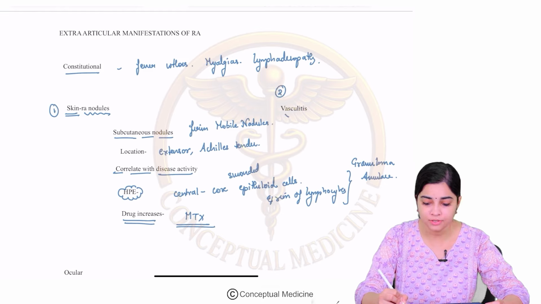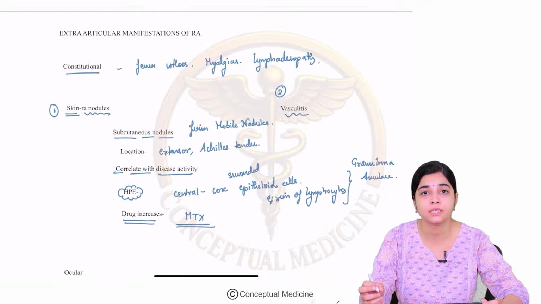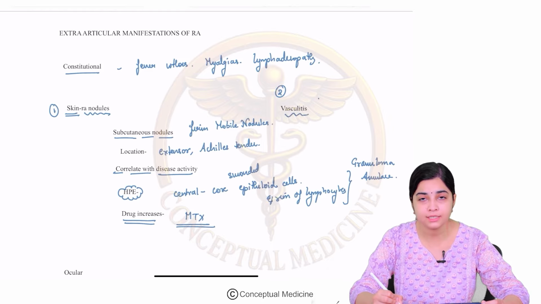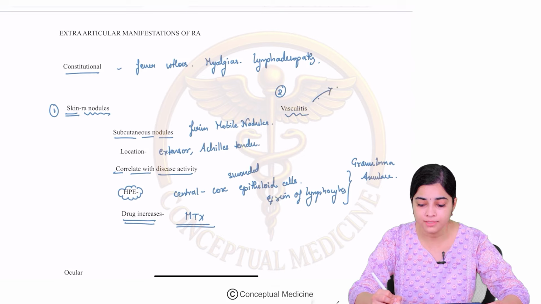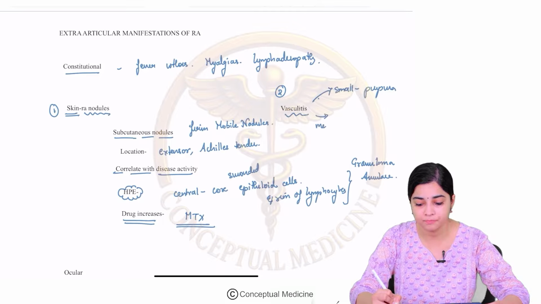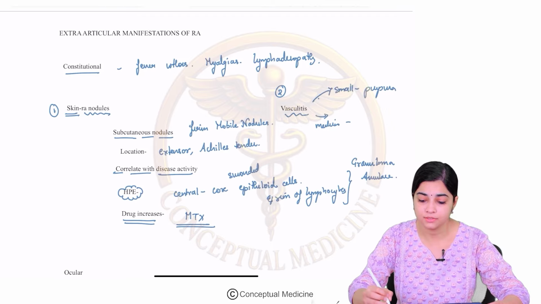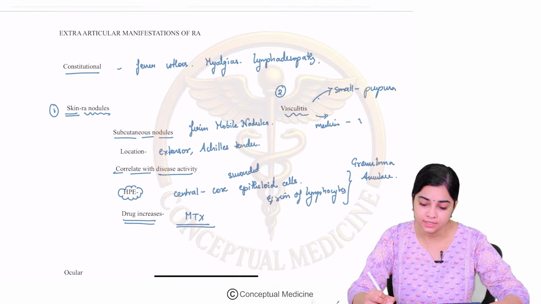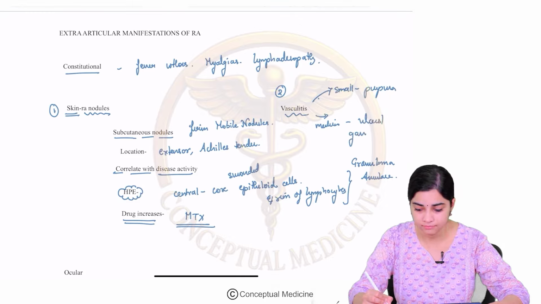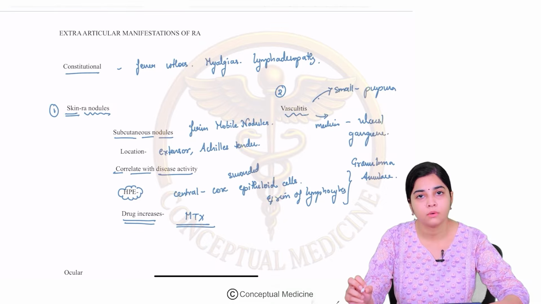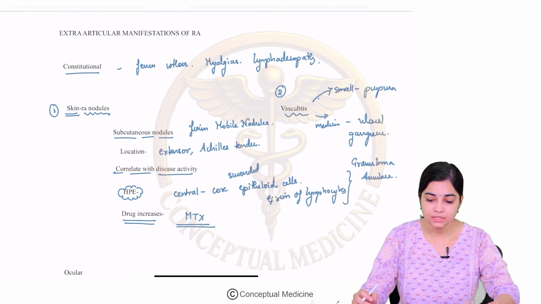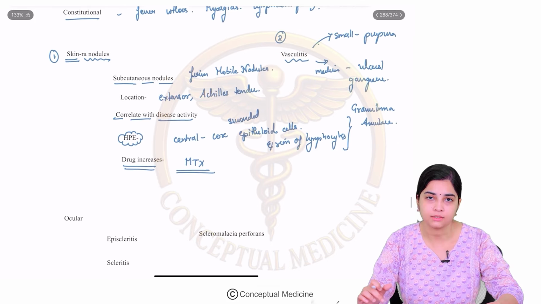Secondly, in the skin, rheumatoid arthritis can be associated with a secondary form of vasculitis which can affect either the small or the medium vessels. If the small vessels are involved, you can present with purpura. If the medium vessels are involved, it can be associated with vasculitic ulcers or gangrene. Okay, so this is about the skin manifestations in rheumatoid arthritis.